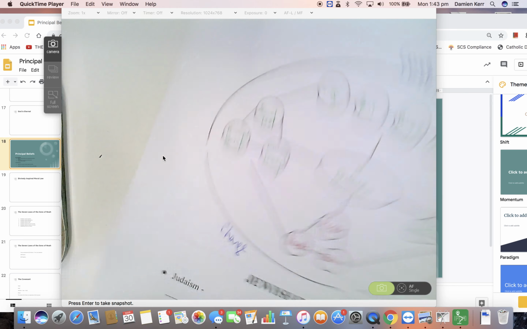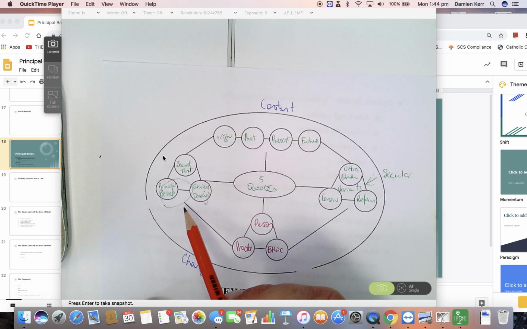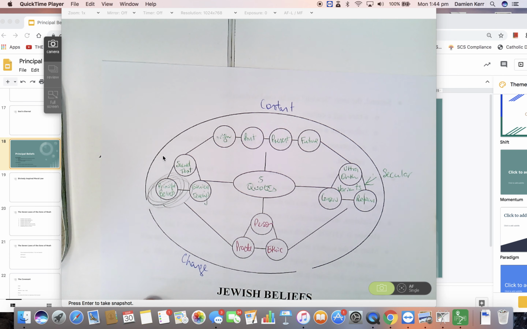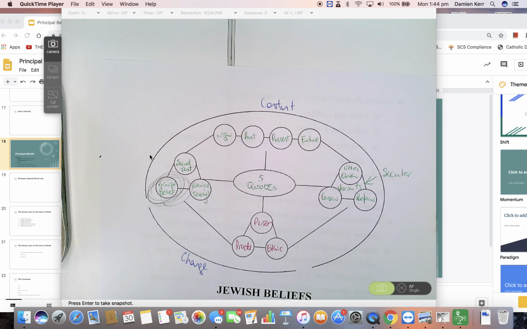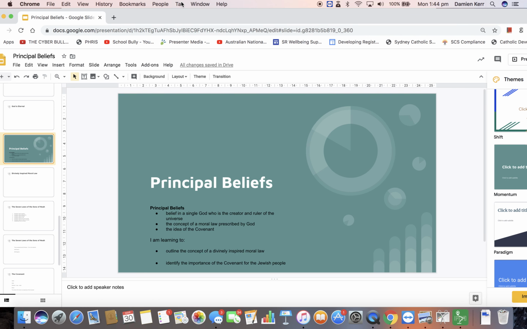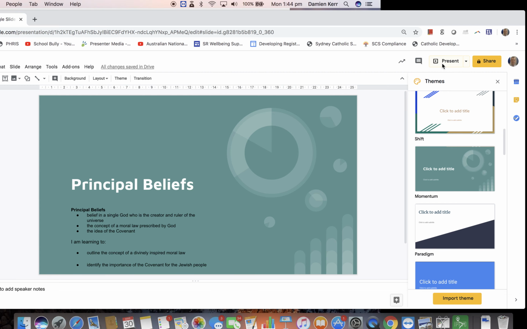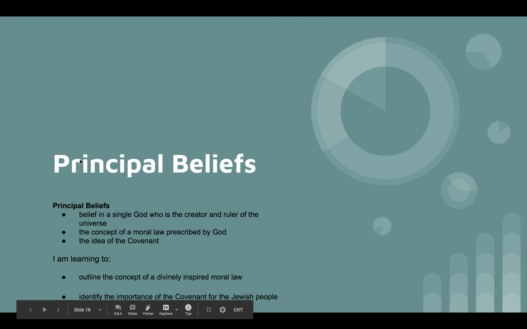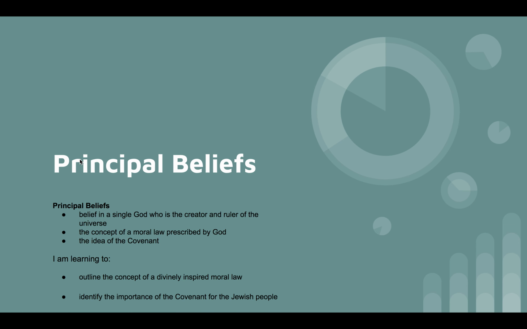So we're going to be focusing in on this aspect of our syllabus map, looking at the principal beliefs of the tradition, and we're going to be focusing in on the divinely inspired moral law given by God and the concept of the covenant. Okay, so as we go through this, you can fill in the PowerPoint as you go. I'll see how long the video goes for, and I'll probably stop it so that you have some time to fill in the worksheet.